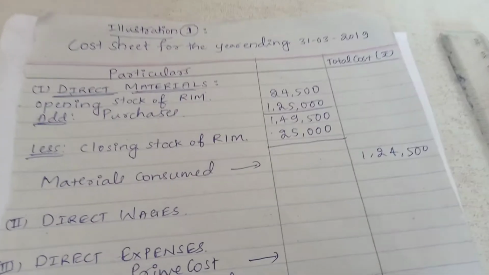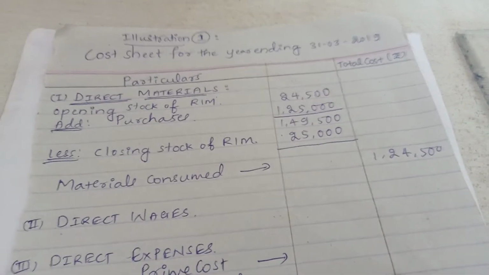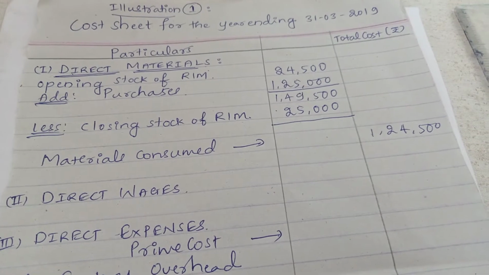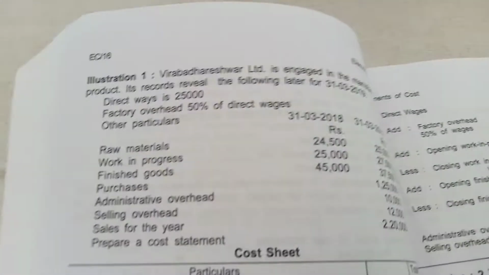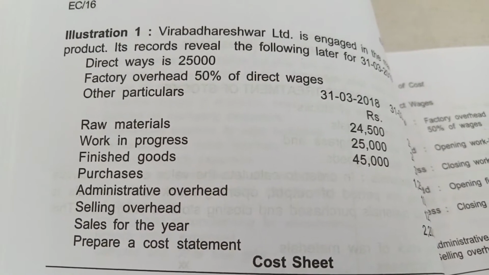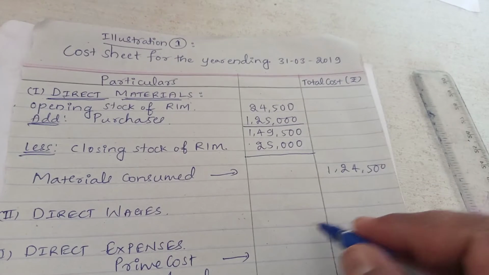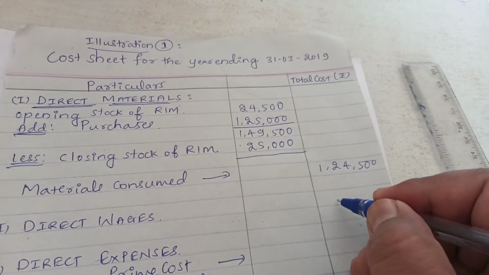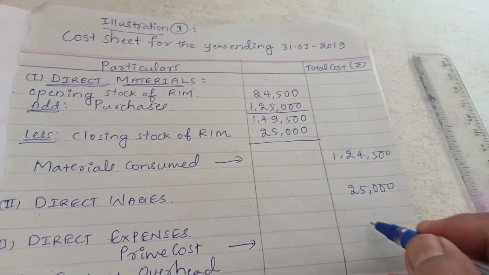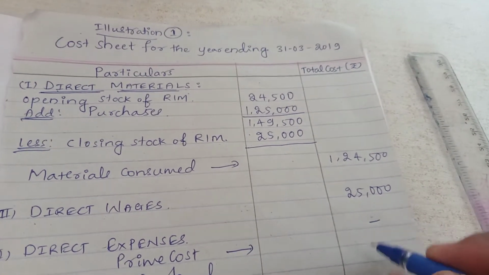And thereafter we have to search out direct wages as well as the direct expenditures. Whether in the problem direct wages and direct expenses have been given, go through the problem. It is the first item only. Direct wages is rupees 25,000. So directly we can write in front of the direct wages amounted to rupees 25,000. And as far as the direct expenses is concerned, it has not been given.